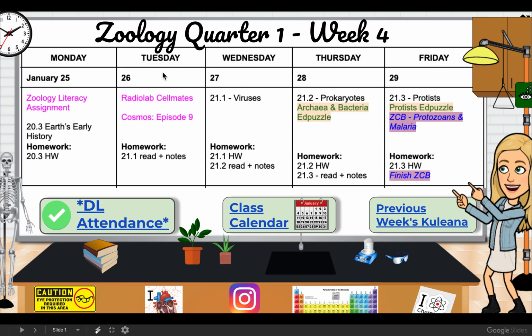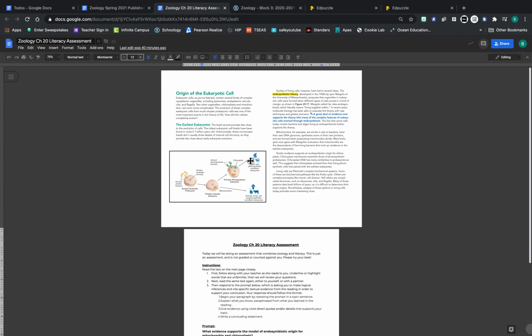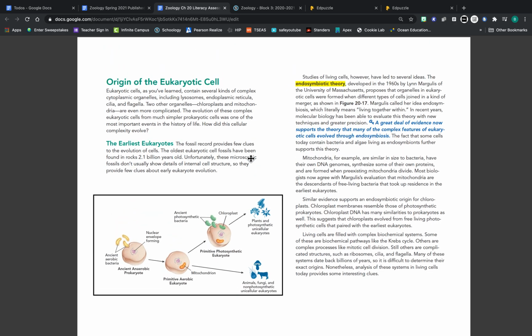So this week I decided to skip 20.2, so we're just doing 20.3 on Monday, reading it and doing the homework. And then all of the classes and all the grades have to do this thing, this literacy assessment. So what this looks like is it's literally just from 20.3 from your textbook, but it's a selected reading that I chose.